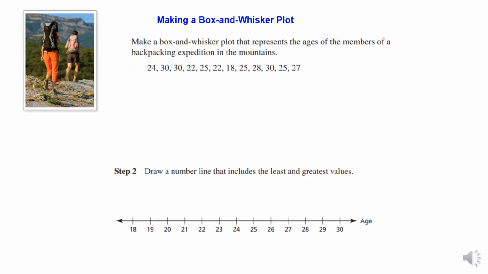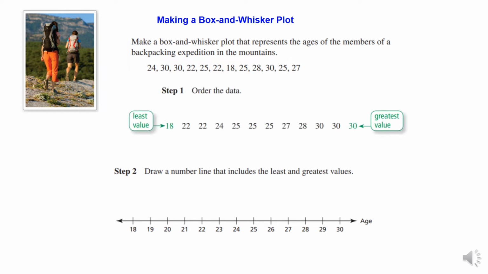Okay, so let's make a Box and Whisker plot. They gave us some information here, the ages of members of a backpacking expedition in the mountains. And they want us to make a Box and Whisker plot of it and then interpret it. So let's go. The first thing that we're going to do is order the data. You put the data in order from least to greatest. That gives you your least value and your greatest value. These are numbers that are in the data set and represent those two numbers. So remember, that's our 5-number summary that we start with. So we have the least and the greatest now. The next step is to find the median.